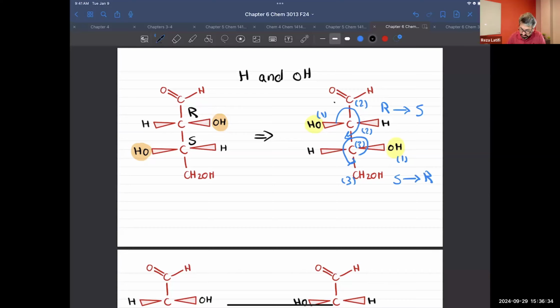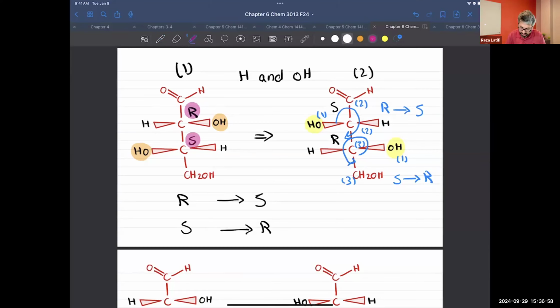I got S here and R. Remember, we started from R, turned to S, and the second one is S, turned to R. What's the relationship between number 1 and number 2? I see the same chemical formulas, but the configurations got inverted. You had R and S, now they turn to S and R. Because I inverted the configuration, those two are enantiomers.